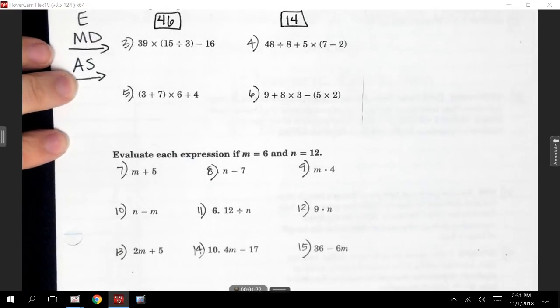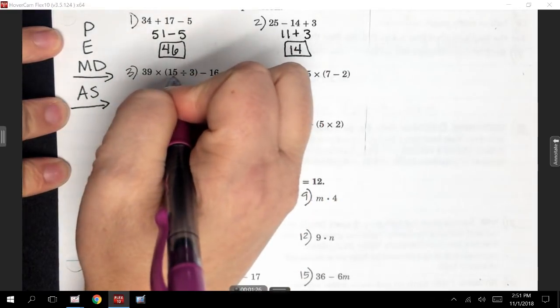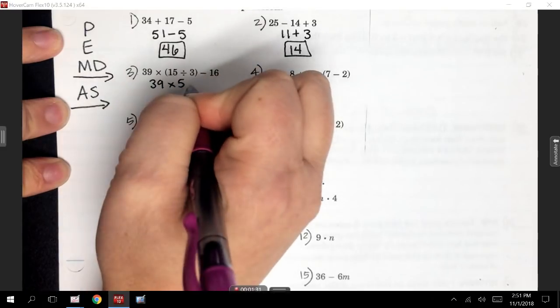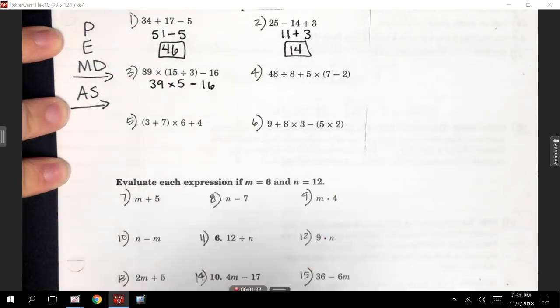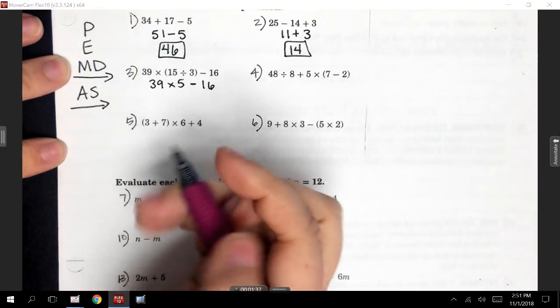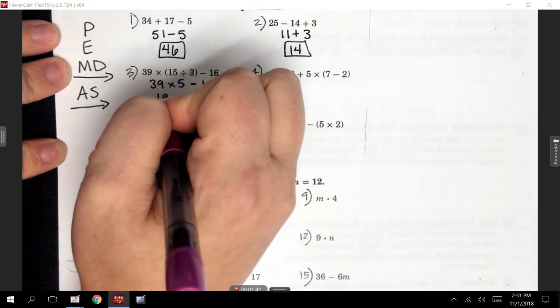All right, for number 3, this time we do have parentheses, so I'm going to start inside the parentheses. So 15 divided by 3 is 5, leaving my 39 times and my minus 16, just bringing those down. So now it says multiplication and subtraction. That multiplication comes first. So 39 times 5 is 195.